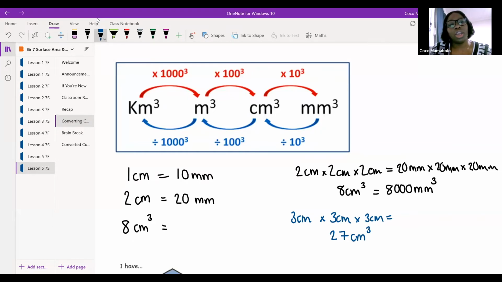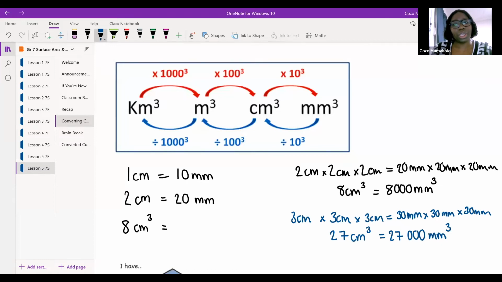Excellent. But for my millimeters, that's the same thing as me going 30 millimeters times 30 millimeters times 30 millimeters. Tell me, guys, how much is 30 times 30 times 30? There we go, you've got it. Excellent. It's going to give me 27,000, but it's not going to be centimeters, guys. What cubed? Not centimeters cubed. Millimeters cubed. Excellent. Do not forget, it's millimeters cubed. So it's going to give me 27,000 millimeters cubed.